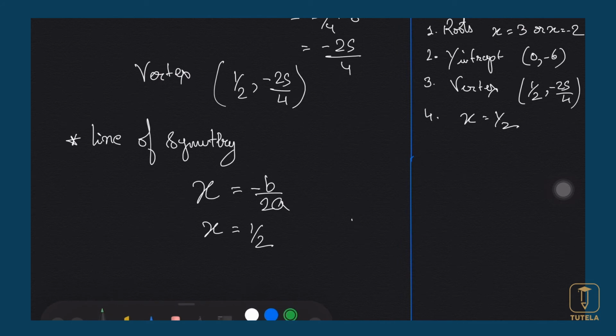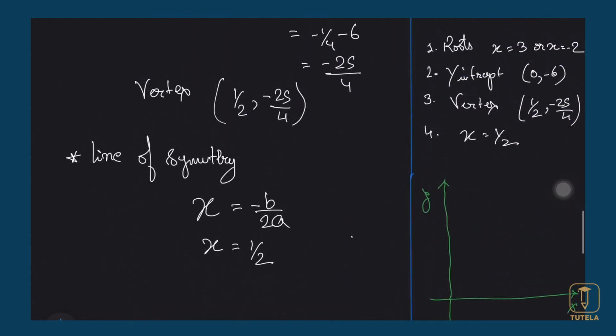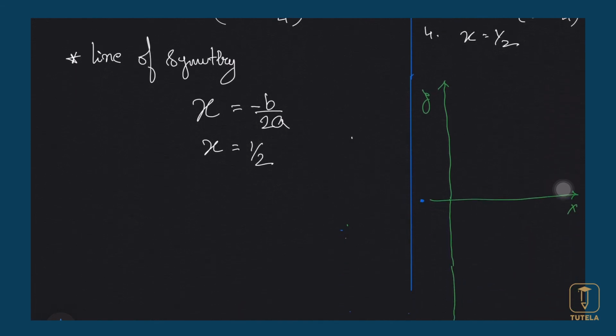Let's see, I'm choosing a different color. On the x and the y axis, we have the roots to be minus 2 and 3. So minus 2 will lie somewhere over here, and 3 will lie somewhere over here. We have the y-intercept to be 0 comma minus 6, so 0 comma minus 6 will lie somewhere over here, so minus 6. And then at 1 by 2 and a value of precisely minus 25 by 4, we have the vertex. 25 by 4 will be closer to 6. So this is our vertex, and the value is 1 by 2 comma minus 25 by 4.